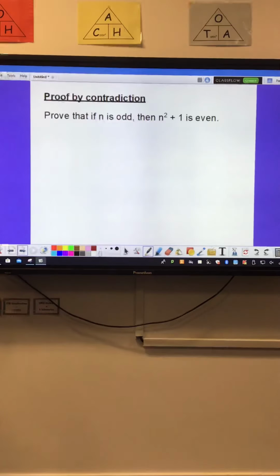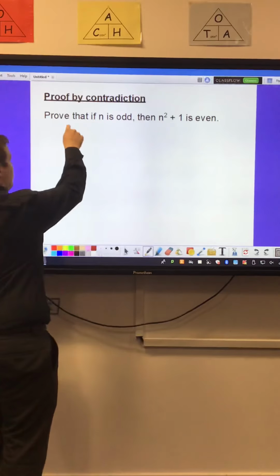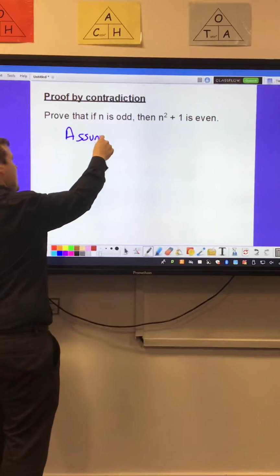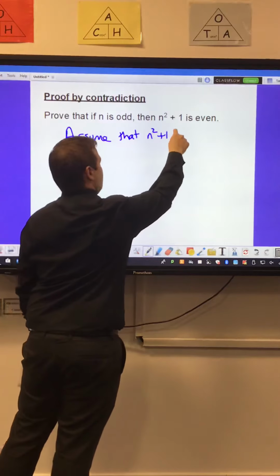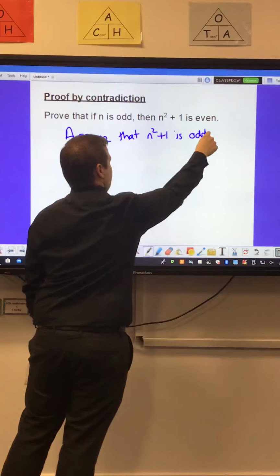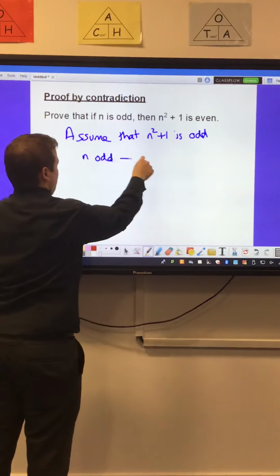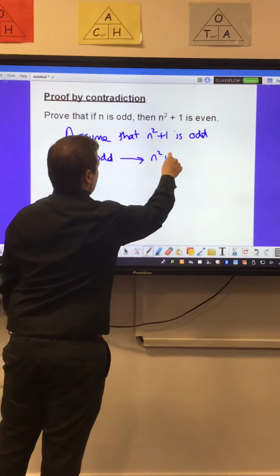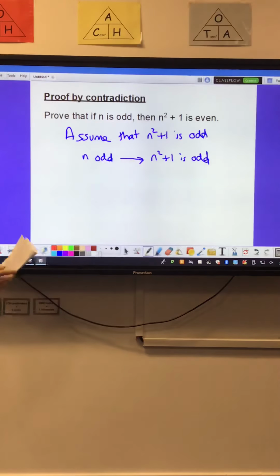Okay, right, proof by contradiction. Prove that if n squared is odd, then n squared plus 1 is even. So what we want to do is we are going to assume that n squared plus 1 is odd. So we're going to say that n being odd implies that n squared plus 1 is odd, and we are going to basically prove there's a contradiction.